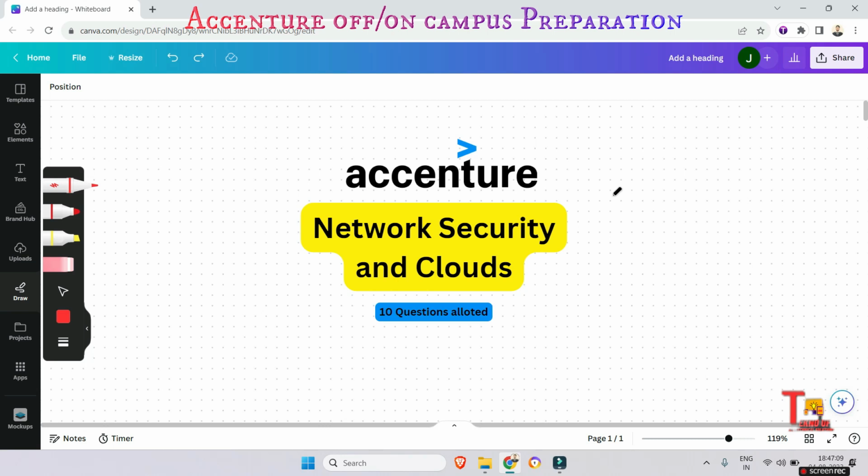Total 10 questions will be asked from that subject. You guessed right, network security and cloud. We will solve some important MCQs from cloud and we'll give 3 quizzes for you.